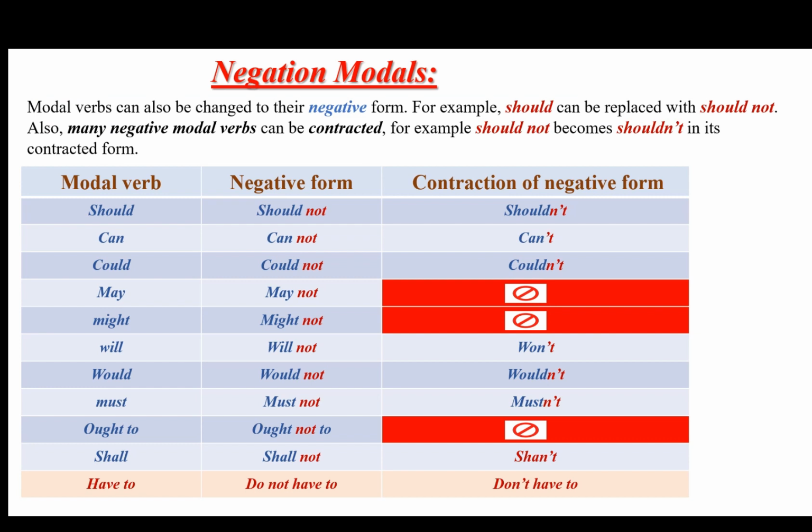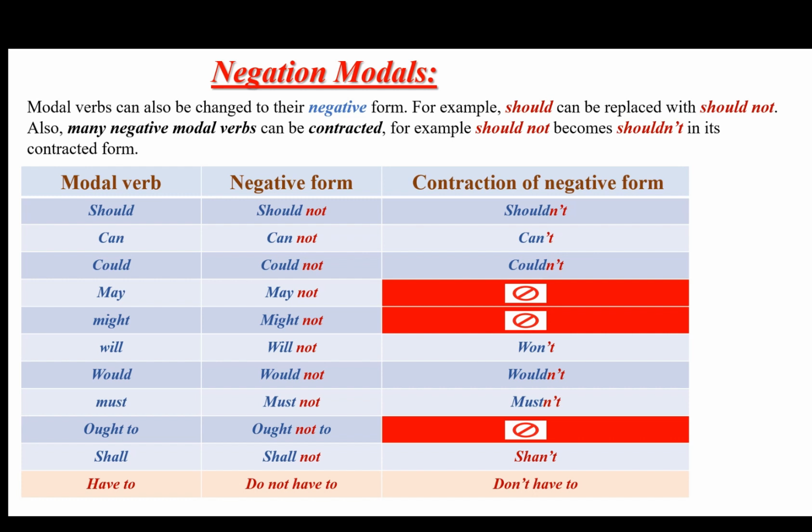Now the next point is, if you need to use the modal verb in the negative form, then just use not after the modal. All right? Don't add any extra words most of the time. There's one little exception. I'll explain that to you. There is no contracted form for may, might, and ought to in English. So the only exception is with the verb.